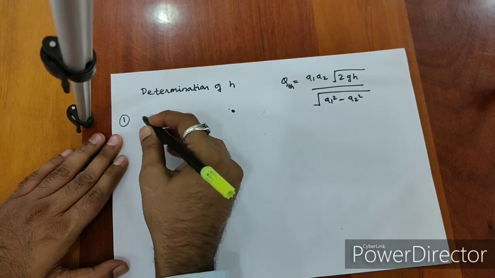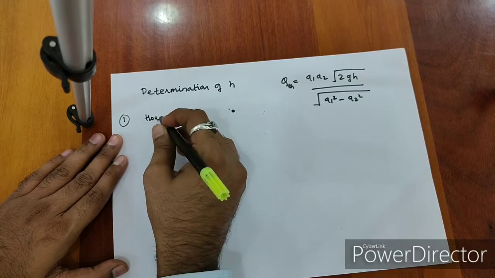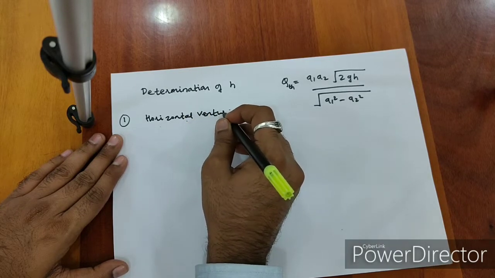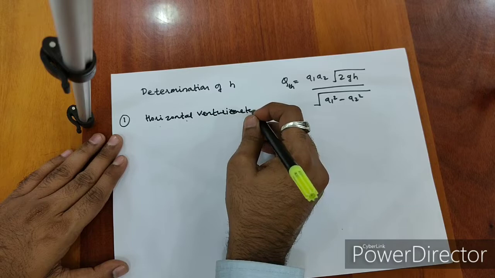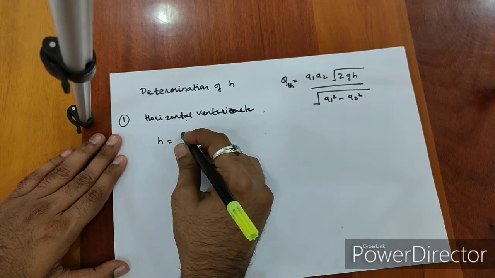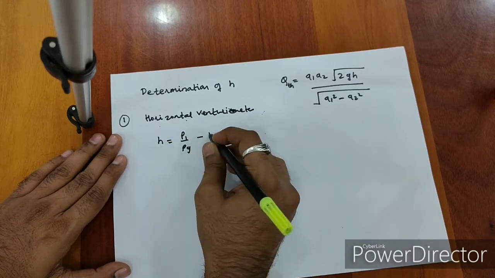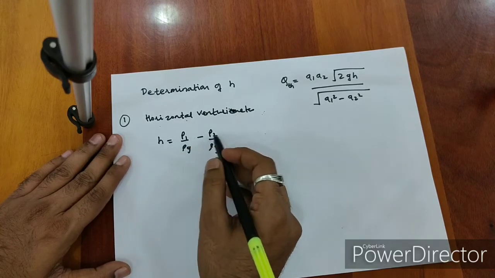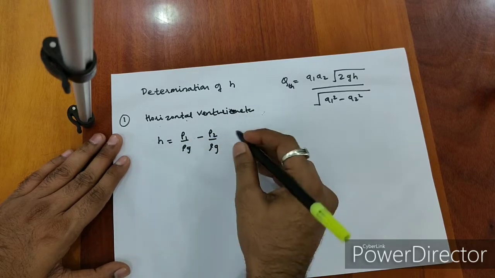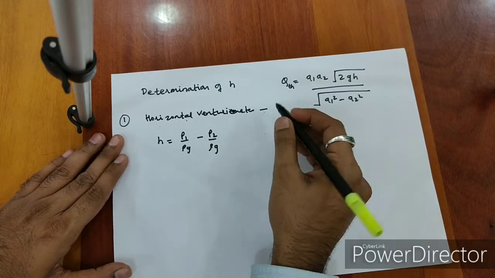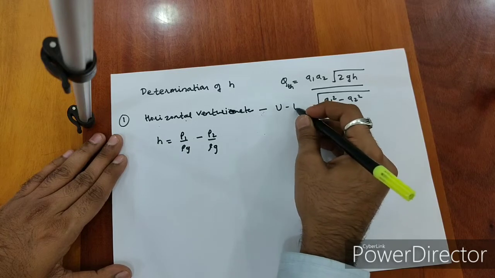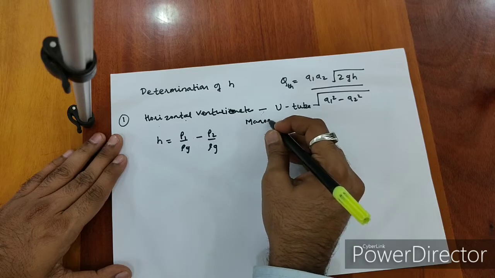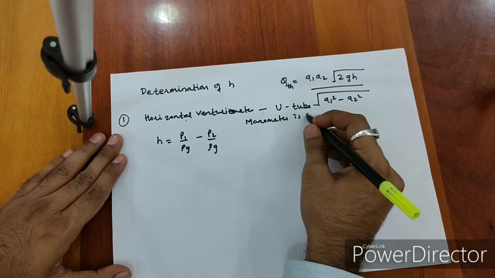There are different conditions. If we are dealing with a horizontal Venturimeter, H is equal to P1 by rho g minus P2 by rho g. This H equal to P1 by rho g minus P2 by rho g we have seen in the derivation. And in this condition, let's say that a U-tube manometer is connected.